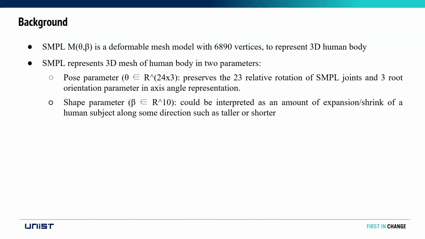First of all, we have SMPL, which is a deformable mesh model with 6,890 vertices to represent a 3D human body. SMPL has two parameters, which are pose parameters that preserve the 23 relative rotations of joints with one global orientation, and a 10-dimensional shape parameter to characterize the different shapes of the human body.